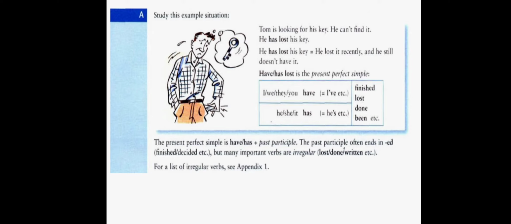The present perfect simple is formed by have or has plus the past participle. The past participle often ends in -ed for regular verbs. For example, the verb finish becomes finished in the past participle, and the verb decide becomes decided in the past participle.